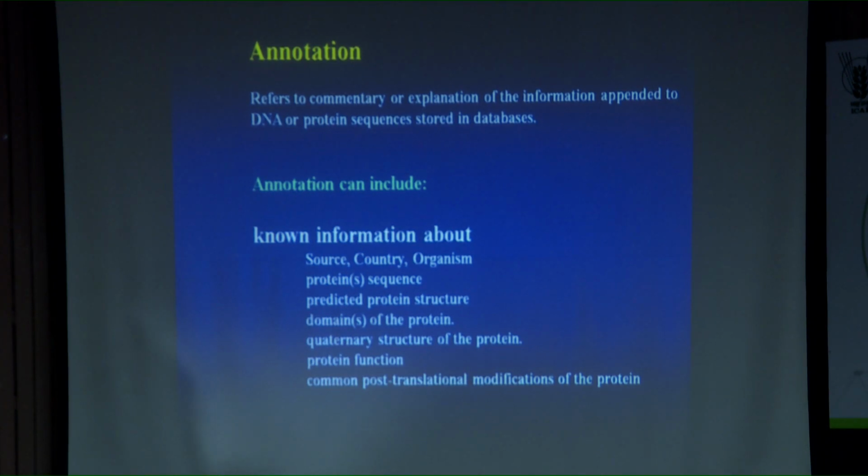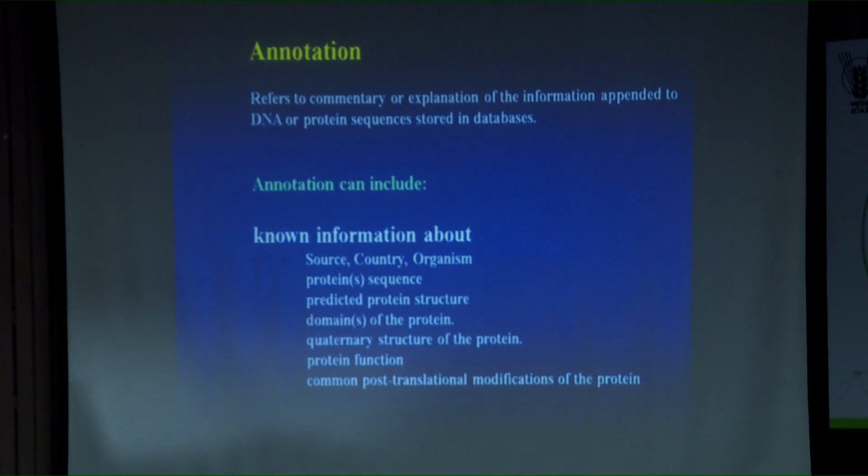So, what do you mean by annotation? Annotation refers to commentary or explanation of the information appended to a DNA or protein sequence stored in the database. If you submit a sequence just as ATGC, nobody will understand what it is. So, you have to give a commentary that this sequence belongs to this, and these are the different isolates, from this country it has been isolated. If you do not append those along with your sequence, it has no meaning. So, whenever you submit a sequence, try to give as much annotation as possible, then your sequence has much more visibility to others as a fully annotated sequence.